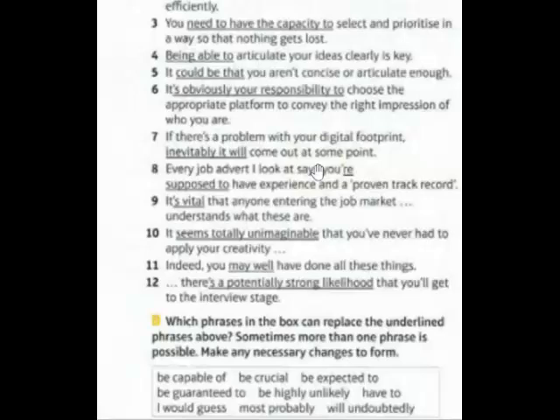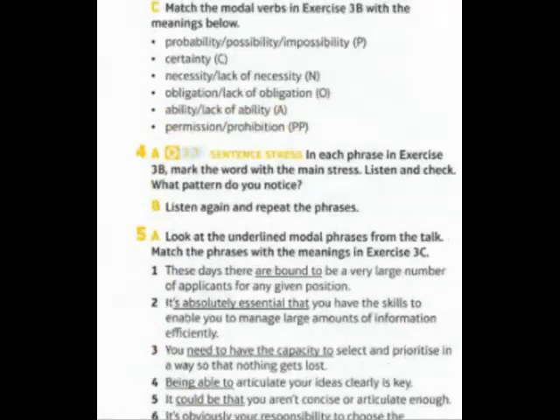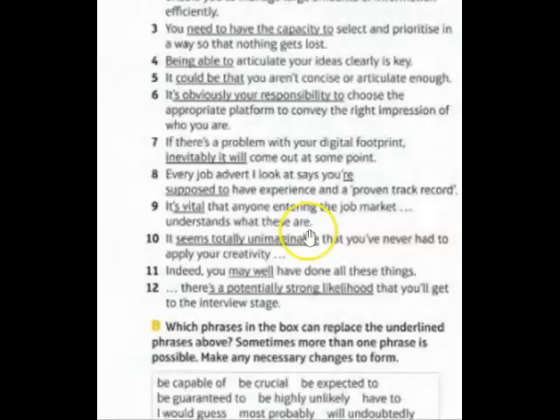Now the first thing you'll notice is a lot of that language is stuff that the students will know, and really where the difficulty is in matching these simple statements to the general meanings of probability, certainty, necessity, etc. In fact, the problem my student asked about was particularly this sentence, "It seems totally unimaginable," about whether this reflected possibility, probability, or certainty.